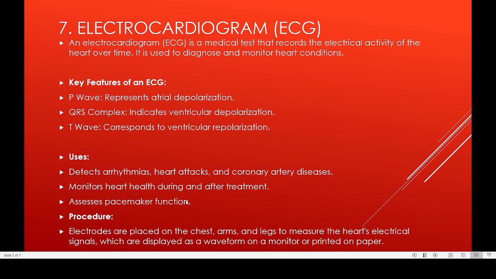So how are these ECGs normally done? You can see that electrodes are placed on the chest, arms and legs. I will show you a picture of that also. Here you can see how the ECG is normally conducted. There is a picture showing how ECGs are conducted. On the chest, legs, arms, etc., they will be placing electrodes.